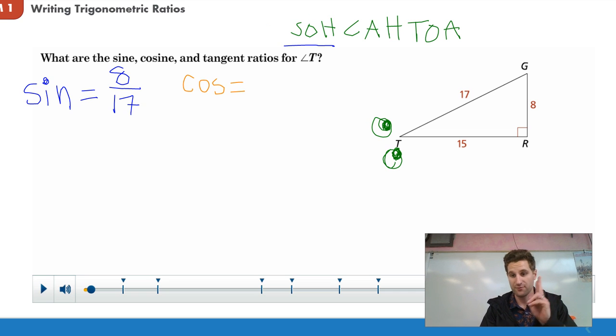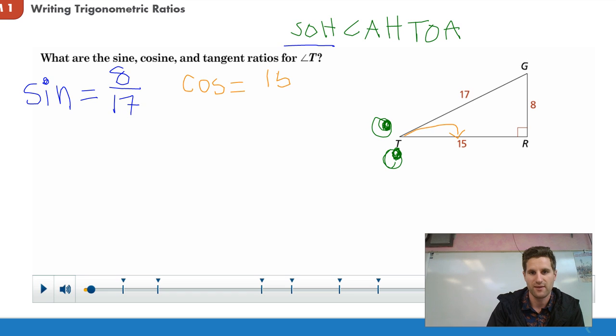Okay, again, looking from the perspective of t, adjacent. Now, from t, 15 and 17 are both right next to where the angle t meets. But 17 is always the hypotenuse, so the adjacent one has to be right here. So that's 15 on top. And then the hypotenuse is 17. It always stays the same no matter what angle we're looking from.